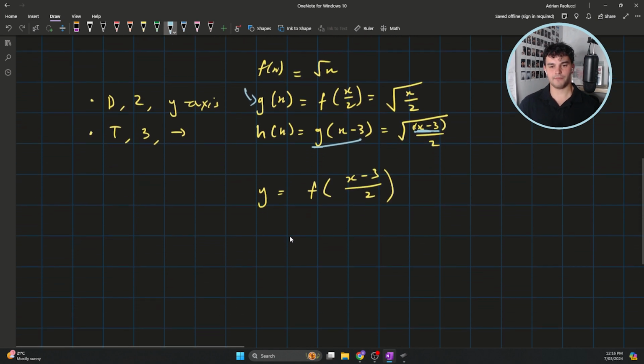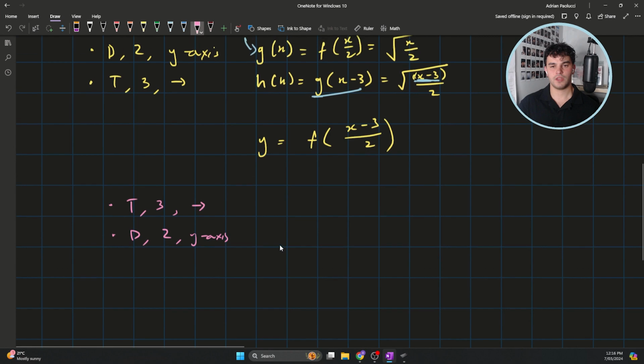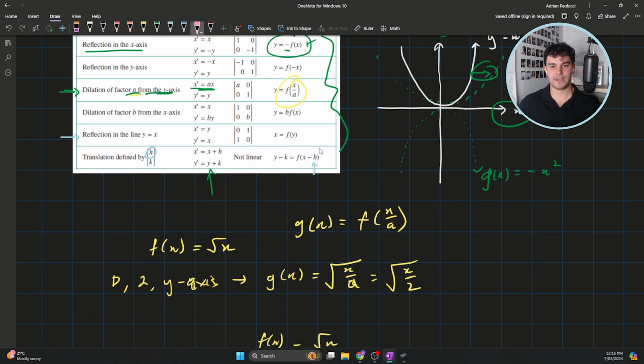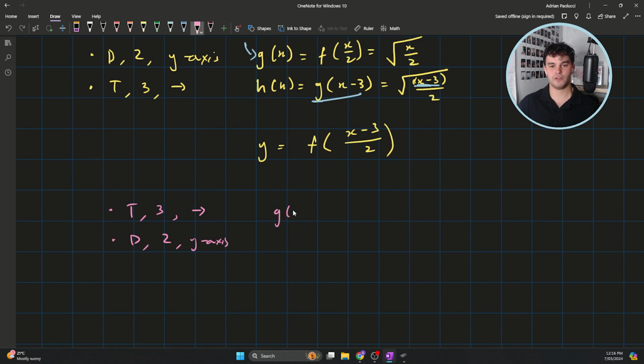Cool. Now, as I said, let's do the opposite order. So we're going to do exactly the same transformations, but in a different order. We're going to do a translation of 3 units in the right direction, and then we're going to apply our dilation by a factor of 2 from the y-axis. So again, let's go to our table, f of x minus h. That means that the image equation of our first step is going to be g of x is equal to f of x minus 3, which is equal to the square root of x minus 3.